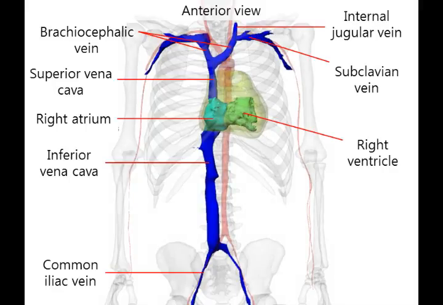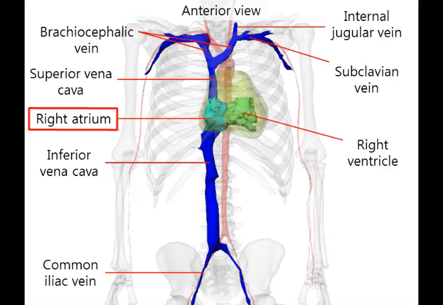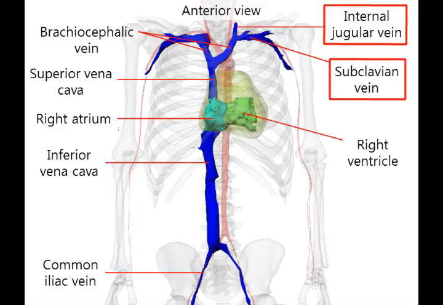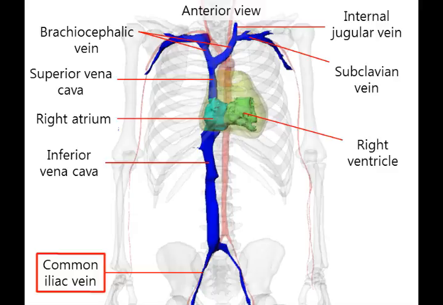Blood that gave away lots of oxygen throughout the entire body passes through the superior vena cava and inferior vena cava and goes into the right atrium. The internal jugular vein and subclavian vein meet to form the brachiocephalic vein, and two brachiocephalic veins meet to form the superior vena cava. Also, two common iliac veins meet and form the inferior vena cava.